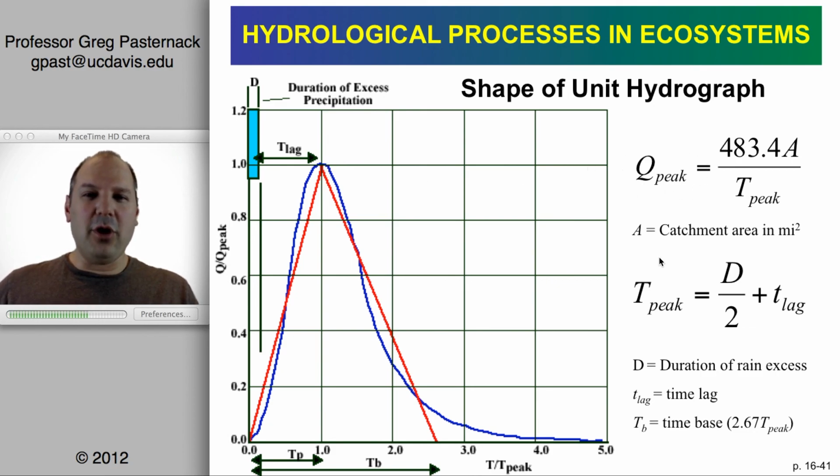Okay, so there are some empirical equations that are used here to get at this, again, based on studies that have been done. So you start by calculating the time to peak as the duration of rainfall excess precipitation divided by 2 plus the time lag. And then you take that time to peak, you put it into this function here, and you get the peak discharge equals 483.4 times A over T peak.